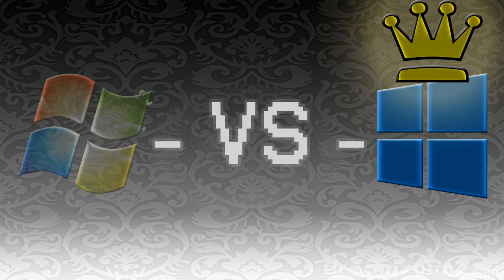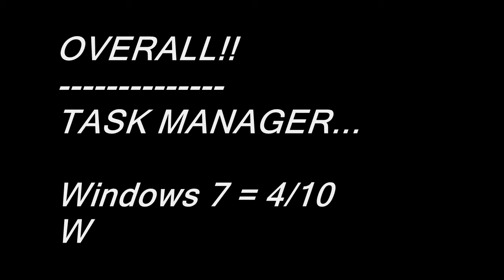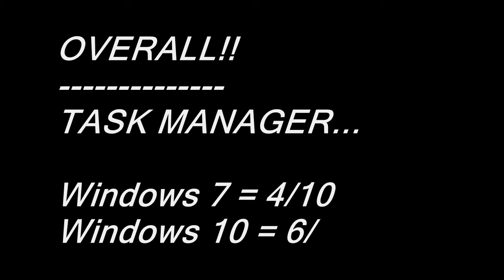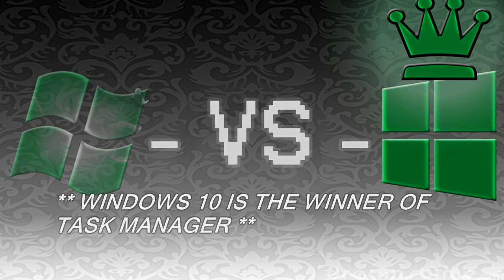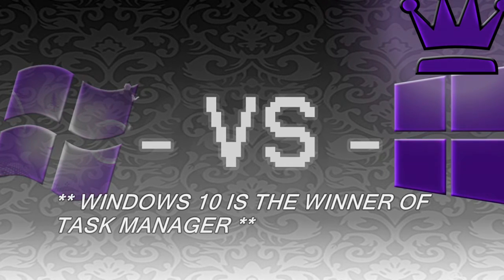So overall, Windows 10 wins on user interface, a draw for performance, and Windows 10 wins on features for Task Manager. But what does this mean overall? Well, out of all these categories together, Windows 7 got a total of 4 out of 10, which means the remaining is that Windows 10 got a total of 6 points out of 10. And that's it, my friends. Windows 10 is the overall winner of Task Manager, in my personal opinion.